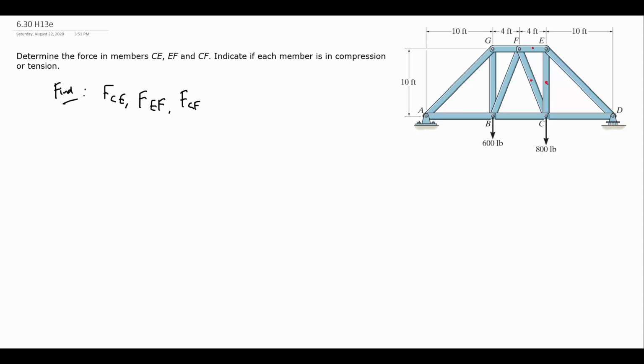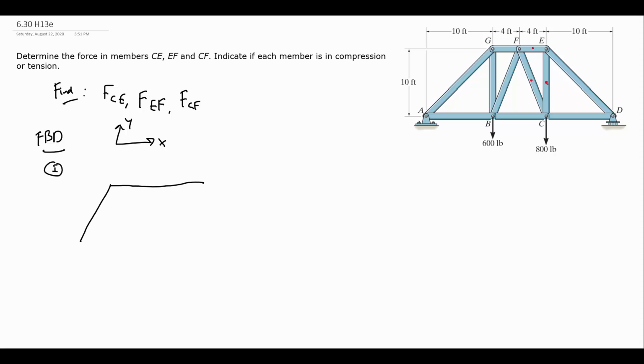Based on the supports, A is a pin and D is a roller, so we're going to have 2 components of force at A and 1 component of force at D. So there's going to be 3 reaction forces. The first thing we should probably do is solve the external free body diagram because it is statically determinate, and we're going to be able to find the values of those 3 reactions. So the first free body diagram is going to be the external picture. I'll call that 1.